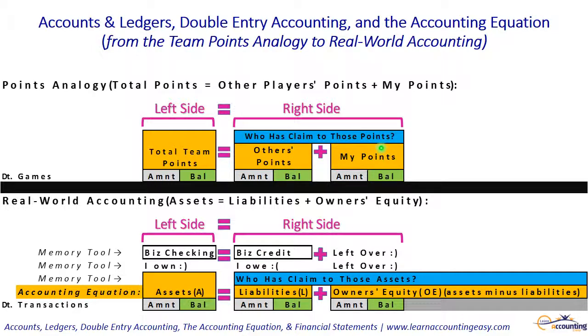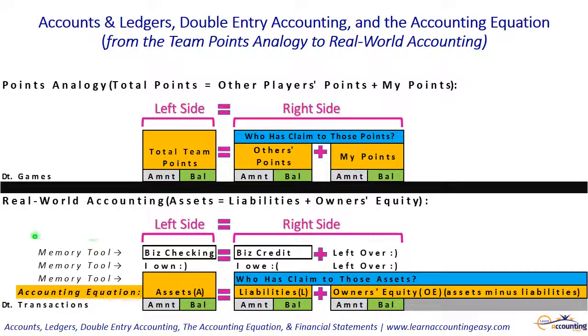And then instead of my points on the far right side, we're going to use this name owner's equity. And like we learned earlier, that's assets minus liabilities, and it can also be thought of as what is left over when I subtract my liabilities, or what I owe, from what I own over here, the assets.